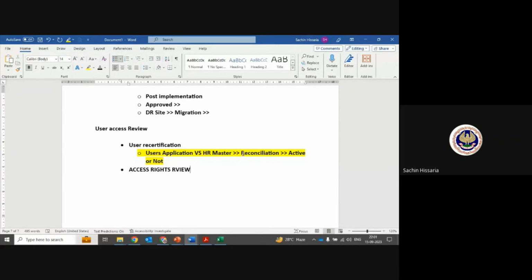When I say user access right review, I verify, suppose Sachin has 4 rights in the application. As part of this user access right review process, I am verifying whether Sachin Hissaria requires these 4 rights or not, whether these rights are current or not, and whether we need to change any right or not. This we verify in the user access right review.